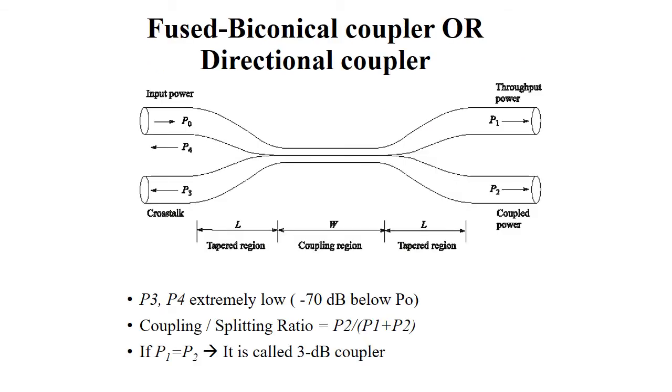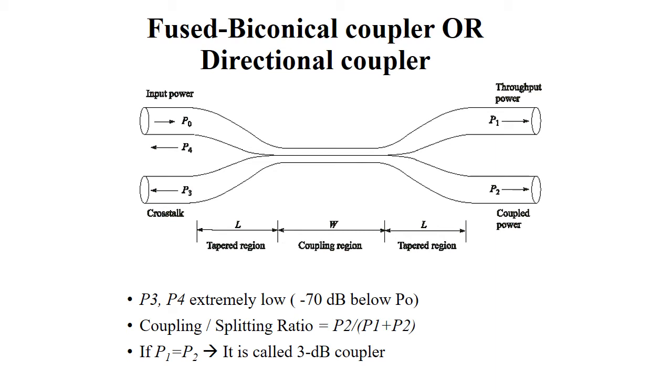The next one is the fused biconical coupler or directional coupler. Fiber couplers can be designed by using fibers in such a way that the modes propagating through one fiber are coupled to the other. The degree of coupling is decided by the length of the coupling region and other factors. Here it is a simple 2x2 coupler with 2 input and 2 output ports realized with the help of 2 optical fibers. The fibers are fused together in the middle and subsequently stretched so as to create the coupling region as illustrated.